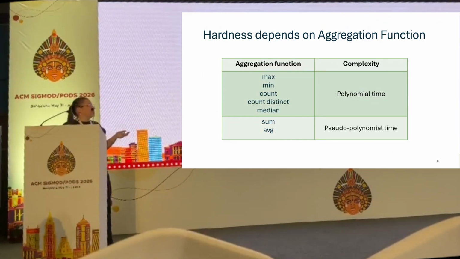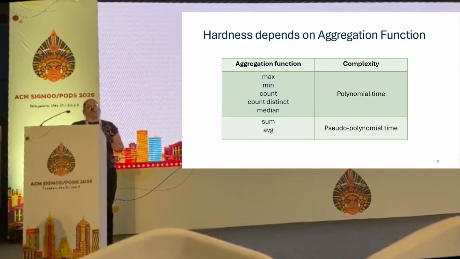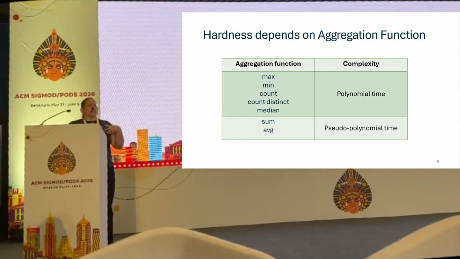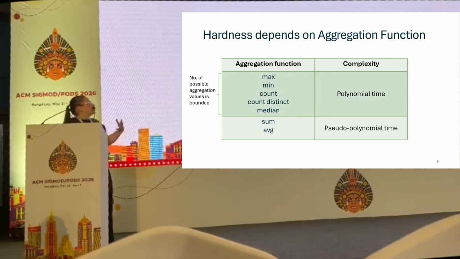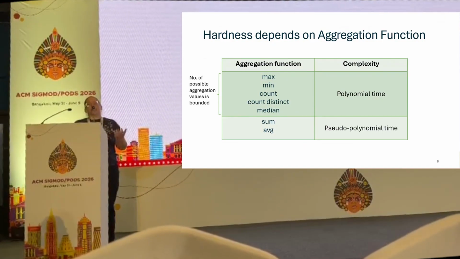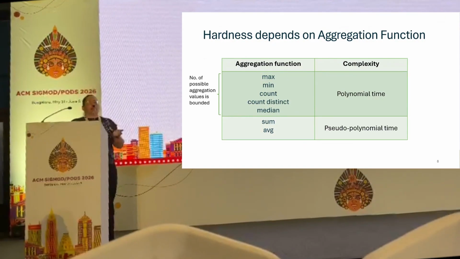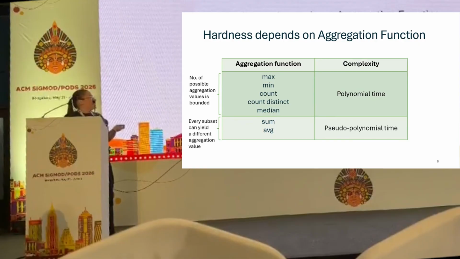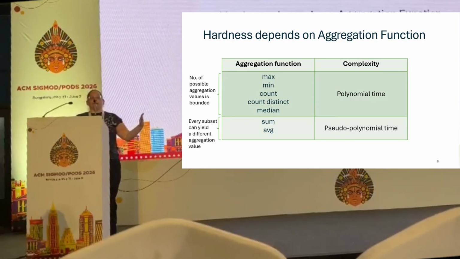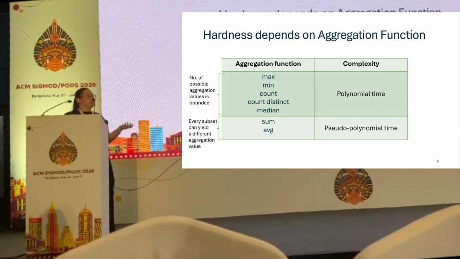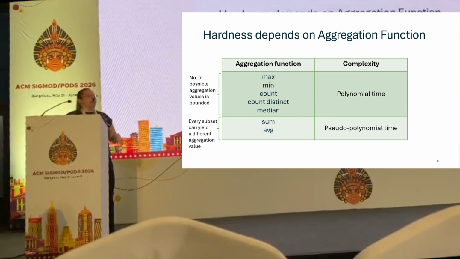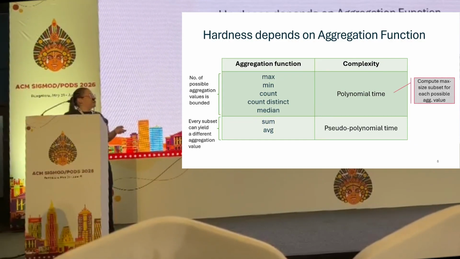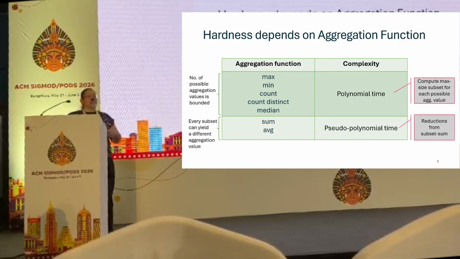For some aggregation functions, a repair can be found in polynomial time, which is actually nice. So for this group of aggregations, what happens is the possible aggregation values, the number of them is actually bounded. For example, for max, the aggregation values can only be one of the original unique values. But for sum and average, this isn't the case, because every different subset can yield a different aggregation value. So the problem becomes only pseudo-polynomial. Which means that if we get the input in unary form, then it is polynomial. And we show that using different techniques in our paper.